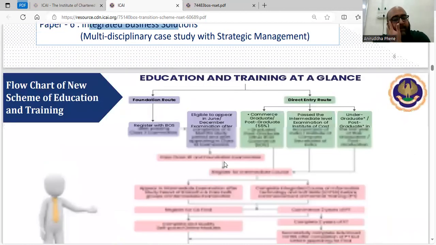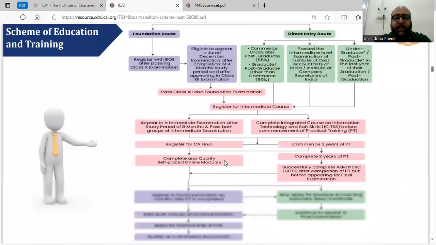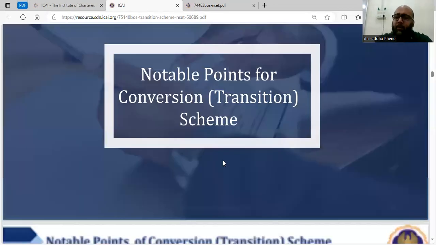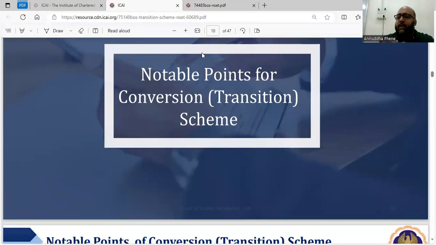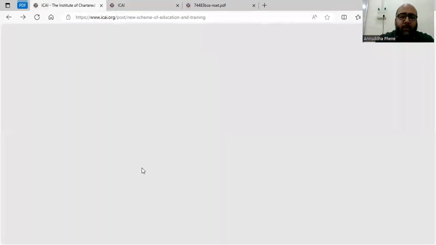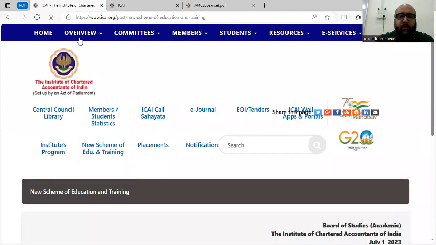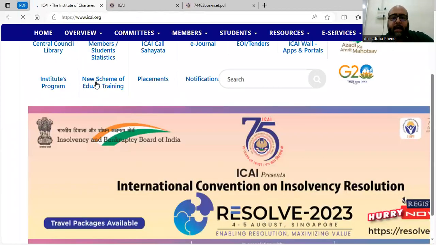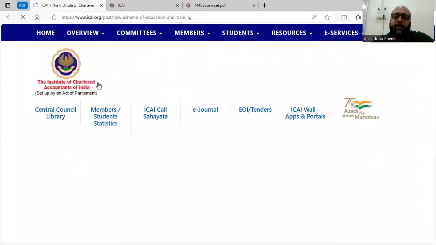So, it's the same chart that we had discussed. This is the flow chart. And everything is provided. So, if you have any doubts, especially the existing students, just go on the website of the institute, ICAI.org. There you can select. There is a button that comes, new scheme of education and training. I can show you if you want. See this. If I go to the home page of ICAI.org, there is a tab. See this tab, new scheme of education and training. Just click on that. You will get everything. Every question of yours will be answered.